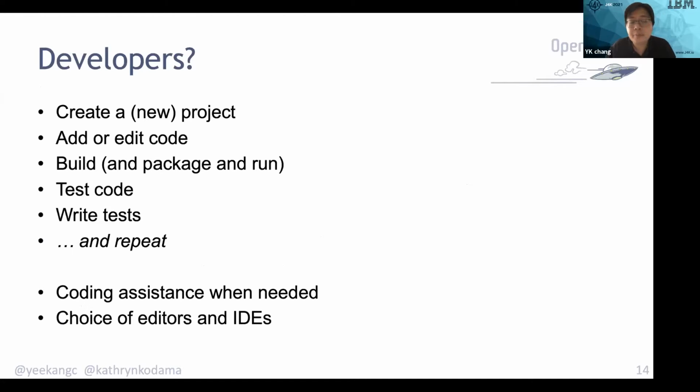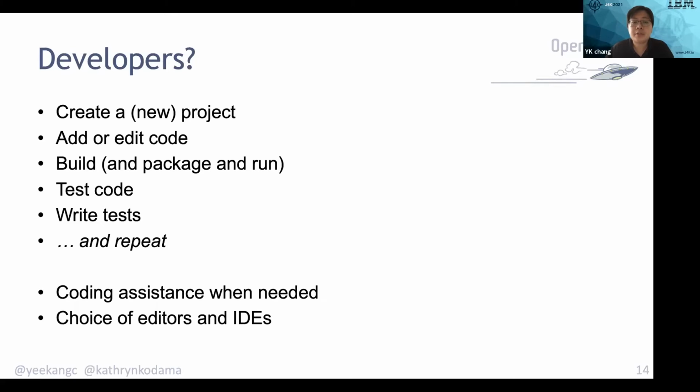But from a developer lifecycle standpoint, we are looking at a typical workflow. So you start with creating a new project. You'll be working with your code, right? Whether it's adding a new class or editing different lines of code, and then you would build, and then you will package and deploy, or just simply run within your framework or runtime, right? And then you would test, and you write tests potentially, or if you do test-driven development, tests may be done upfront, and you repeat the cycle, right?